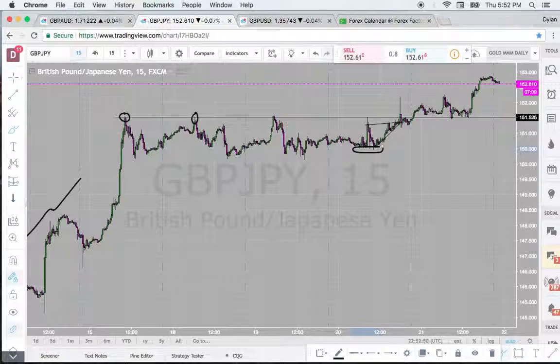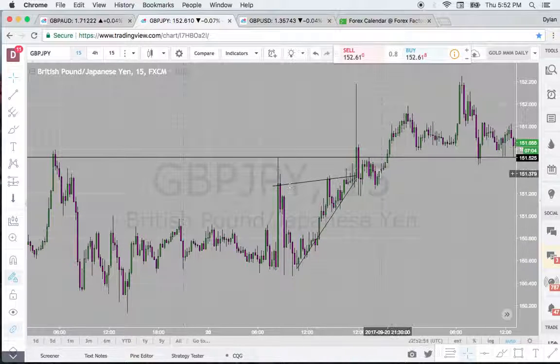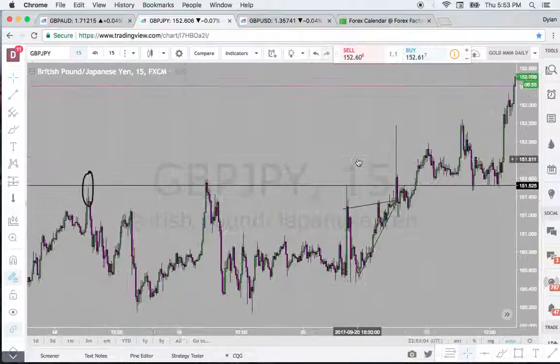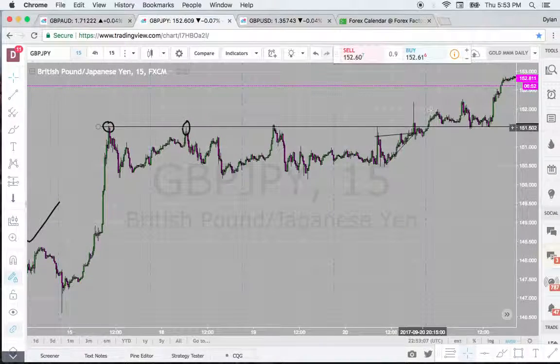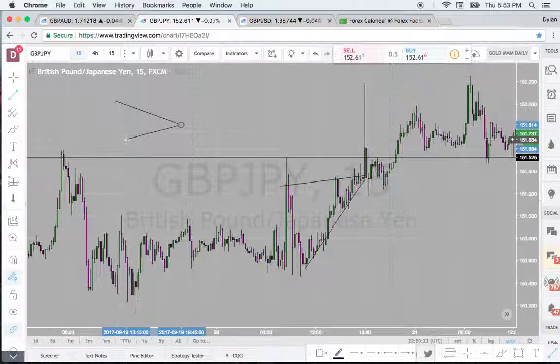So respect that wedge formation at the high. Understand that if the wedge is at the high and it's going with the trend, take the breakout of the wedge. I normally do not advise you guys to take the breakout of the wedge, but that's for the signature trade, right? We have our signature trade here.